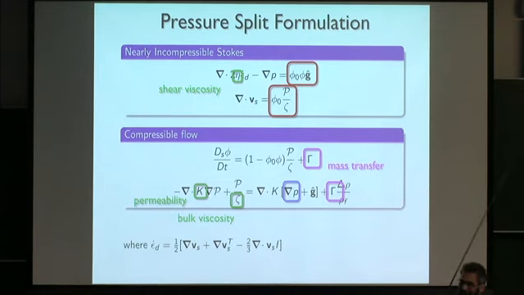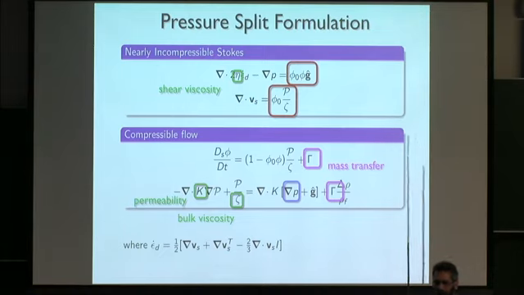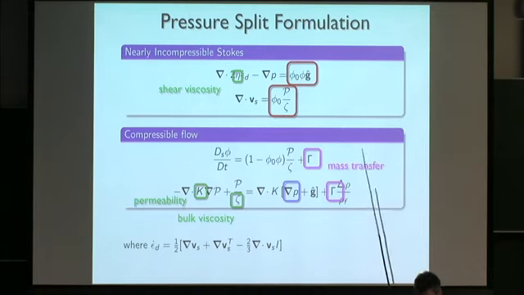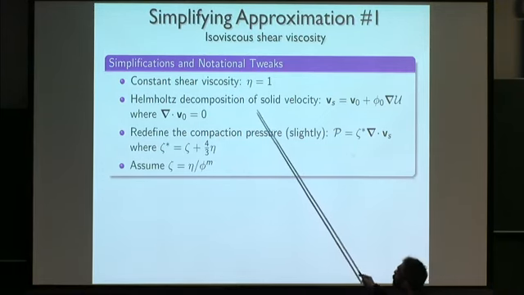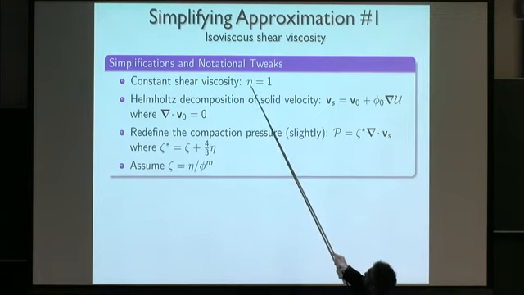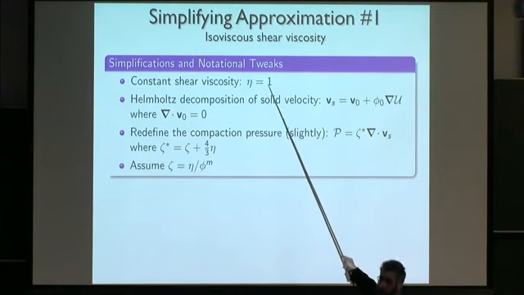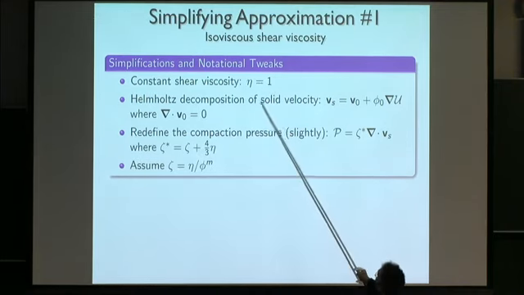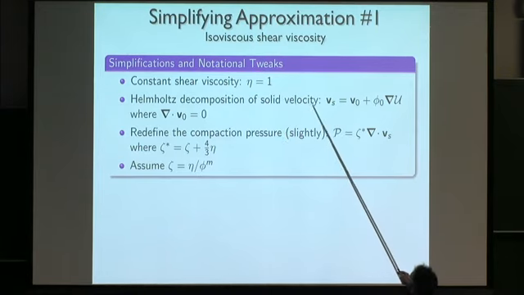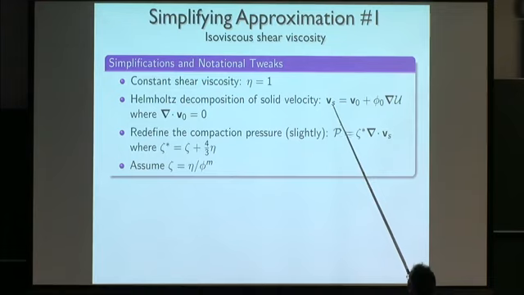So I want to take it apart, simplify it, break it down into its pieces, and then build it up again. I'm going to make a couple of assumptions. The first assumption, which is a big one, is I'm going to start by assuming that the shear viscosity eta is constant, and so dimensionally it's just 1. And I'm going to make that same Helmholtz decomposition I did in my thesis, but a little bit differently. I'm going to write the solid velocity as an incompressible part V naught.